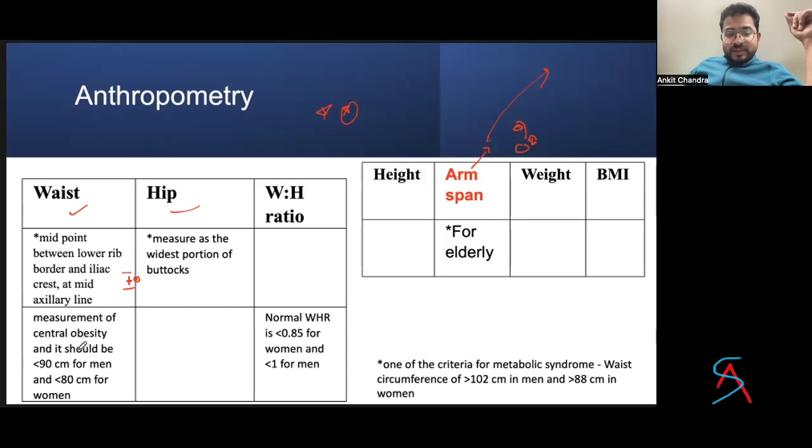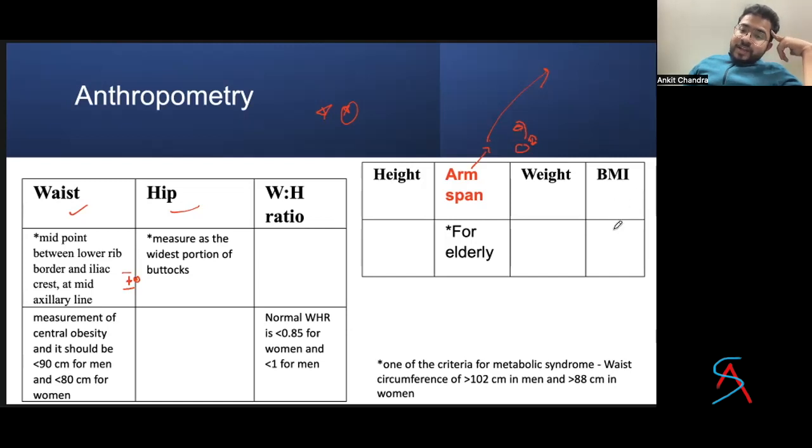And measurement of central obesity. Measuring waist will tell you about central obesity. Hip is measured at the widest portion of the buttock, and there is something called the waist-hip ratio. One of the criteria for metabolic syndrome is waist circumference more than 102 centimeters in men, more than 88 centimeters in women. So all these numbers you have to remember. This will be asked in your vivas.